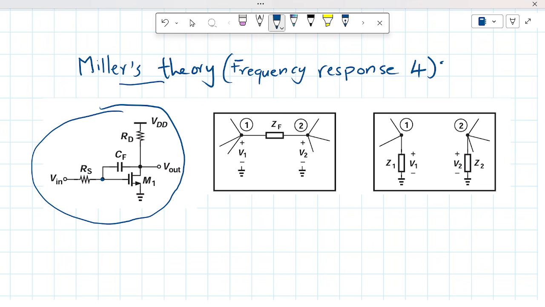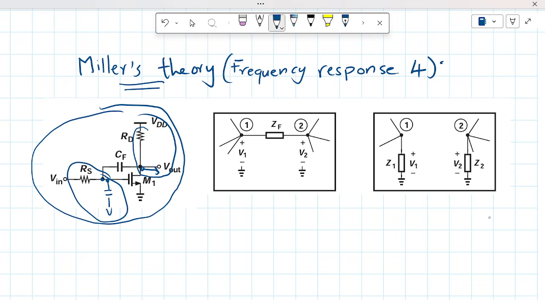So Miller's theory would help us split this capacitor into two. So the same effect, we have one which goes from the node to ground, and another one which will go from this other side to the ground. So we could get the poles at this node and the poles at this node easily. Let's try and look at how Miller's theory helps us solve this problem.